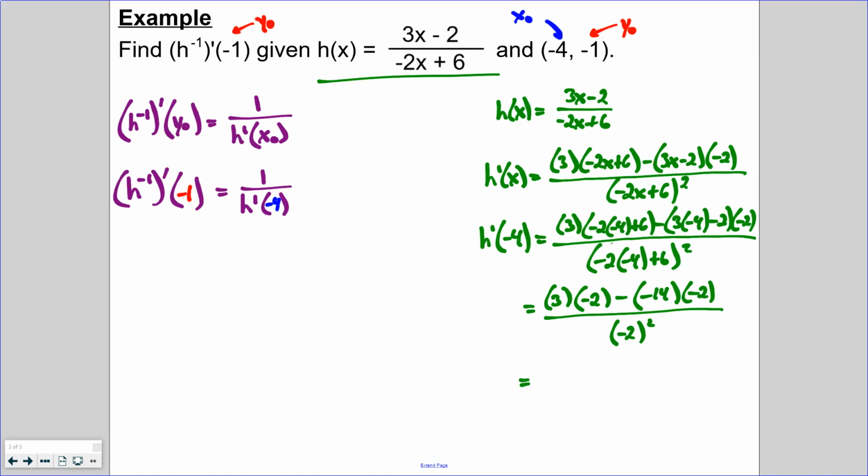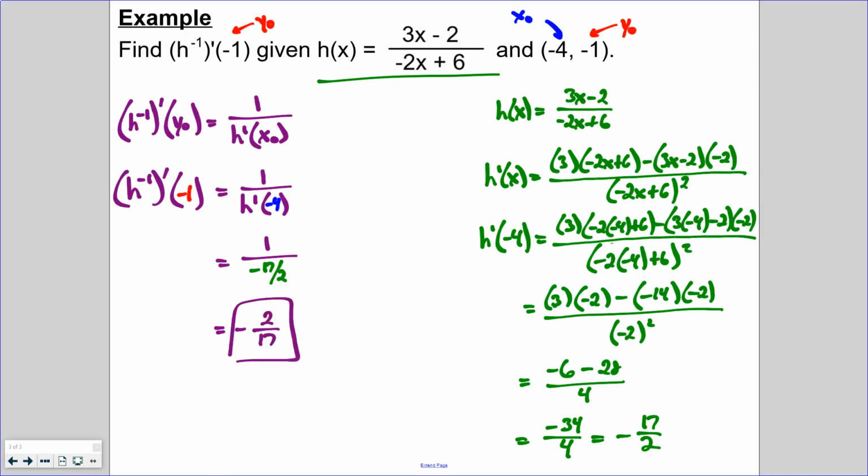And then we can continue simplifying. 3 times negative 2 is negative 6, minus negative 14 times negative 2 is positive 28, and negative 2 squared is 4. So let's see, this is going to give us negative 34 over 4, or negative 17 halves. And now we can plug that value in for h prime of negative 4. So we're going to get 1 over negative 17 halves. And we can plug that into our calculator to get a final answer of negative 2 over 17 as the derivative of the inverse of h at negative 1.